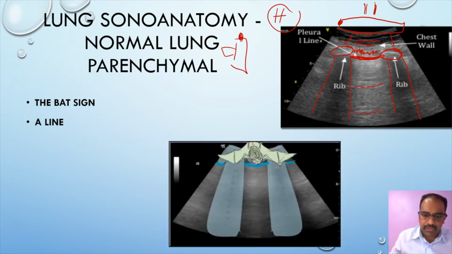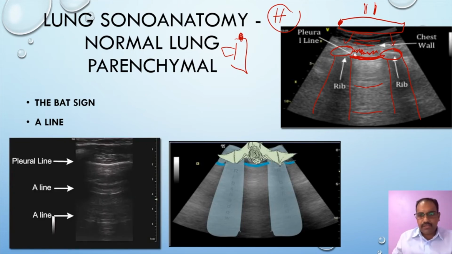So this is what they call a bat wing, as they imagine it as a shadow of this bat wing shadow here. And as I told you earlier, to be more detailed, this is your pleural line and this is your A line. So this is a normal structure that you get when you scan a normal lung.